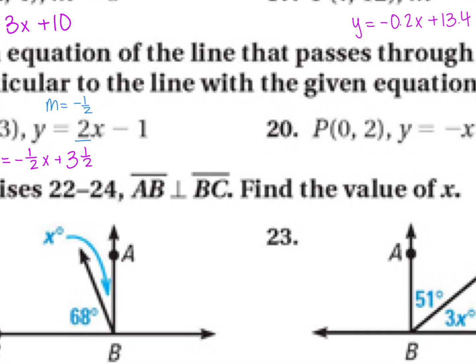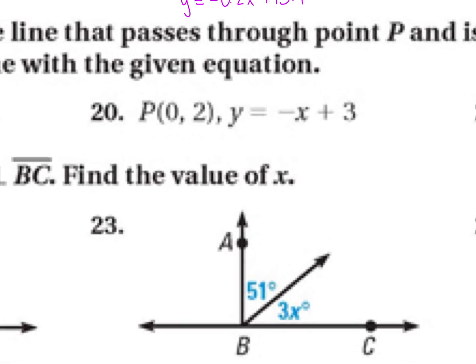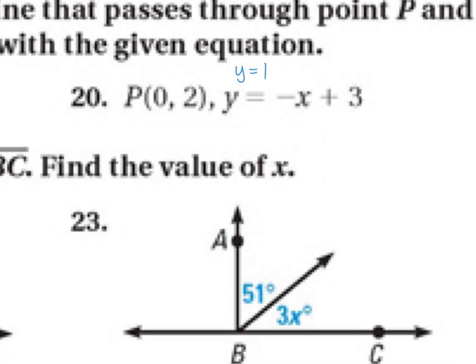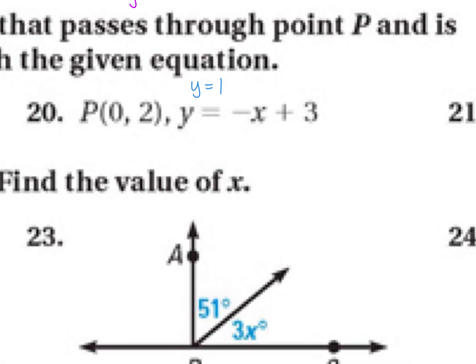All right, looking at 20, same thing. First thing I have to do is find my perpendicular slope, which is going to be m equals 1. Opposite reciprocal of negative 1 is just 1. So same thing as before, plugging in what we have. Or you know what, for this one you don't have to plug it in. If you were to plug it in, you wouldn't get the correct answer.